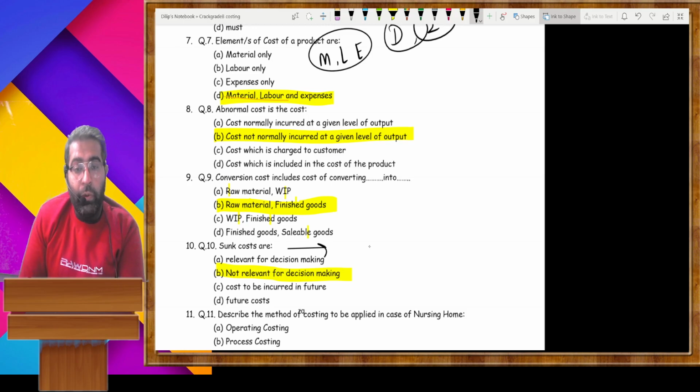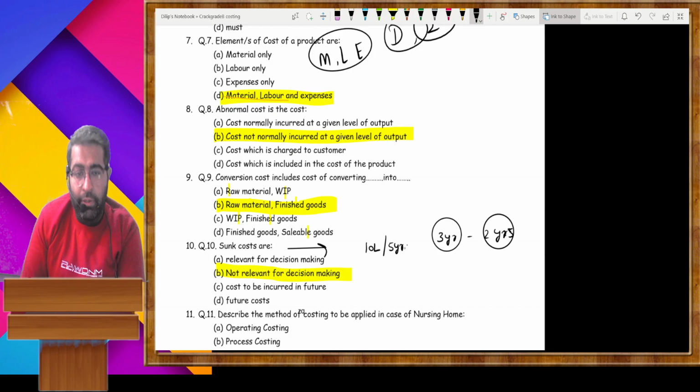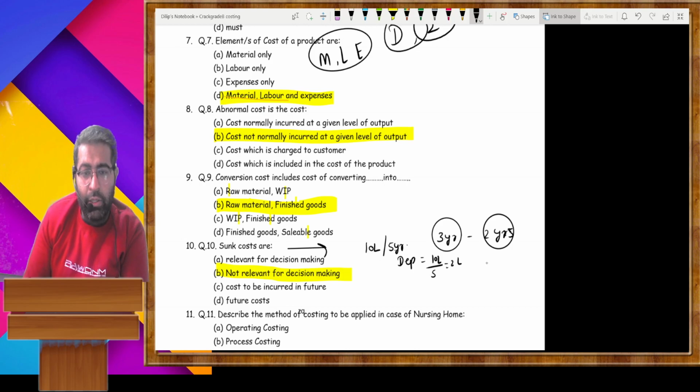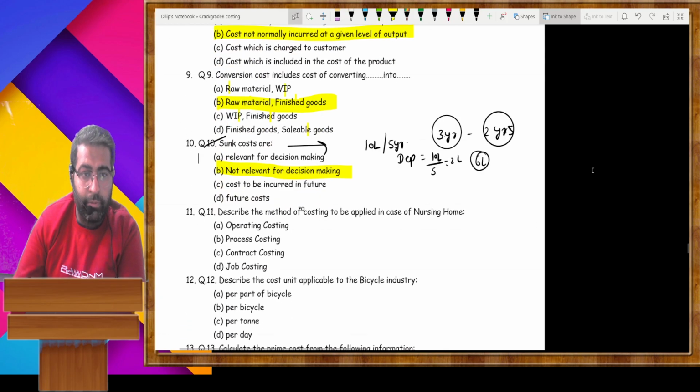Look, you purchase a machine for 10 lakh, which is useful for 5 years. Now you use it for 3 years. Now the remaining life is only 2 years. So depreciation is 10 lakh divided by 5, that is 2 lakh every year. 2 lakh into 3 is 6 lakh. So this 6 lakh is regarded as the sunk cost.